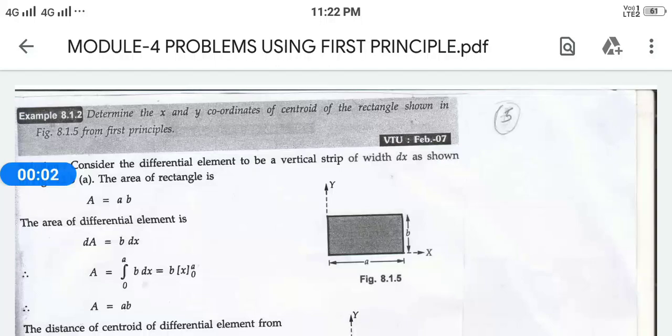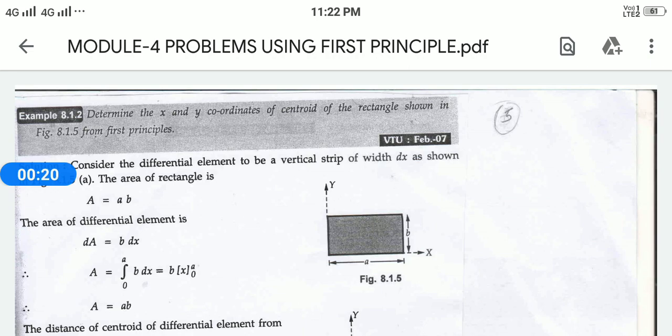Students, today we'll see about the problems using first principle, that is, to find the centroid using first principles. In this module, only four different types of problems will come. One is using first principles. You can find the centroid as well as your moment of inertia.